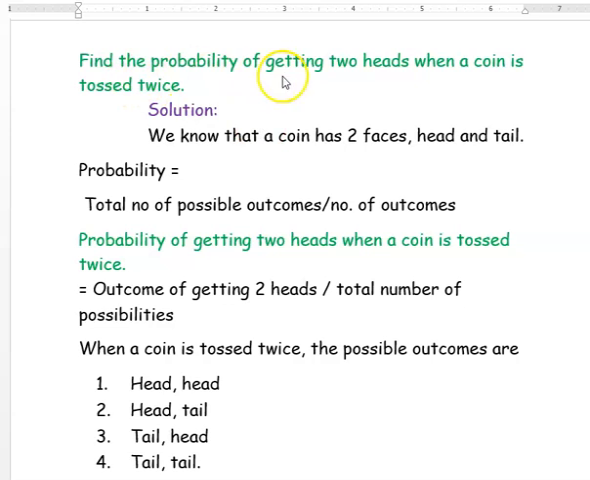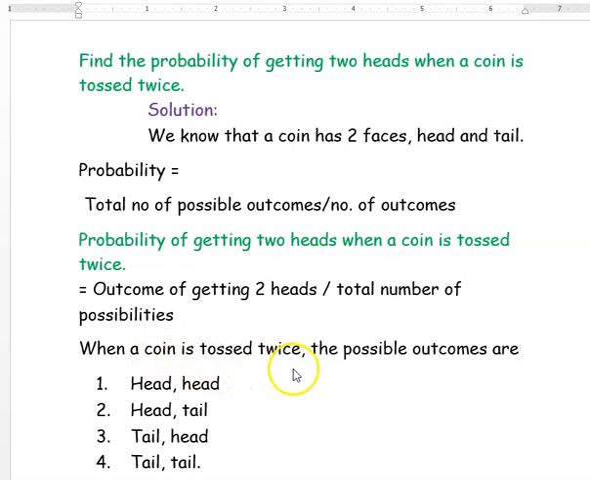Next question is find the probability of getting 2 heads when a coin is tossed twice. We know that a coin has 2 faces, head and tail. The probability formula we also know is number of outcomes divided by total number of possible outcomes. So we are rewriting the formula as per our question. The probability of getting 2 heads when a coin is tossed twice is equal to outcome of getting 2 heads divided by total number of possibilities.